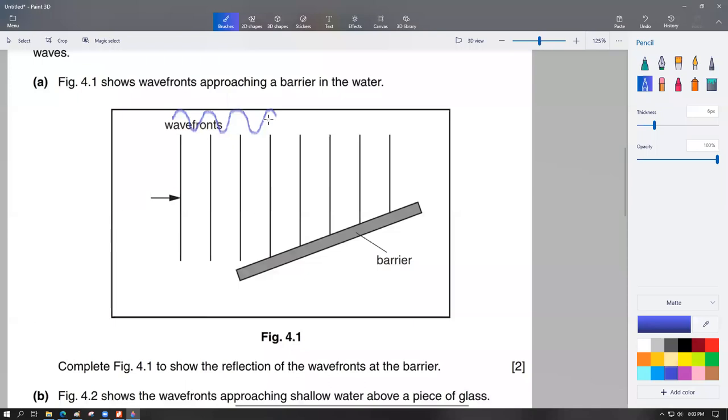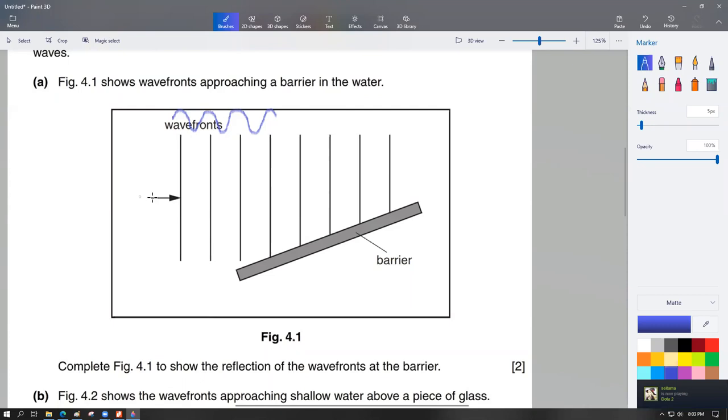Okay. So, the point that I'm trying to make is that there are two different ways to draw this figure. I'm going to cover both of these logics one by one. The first thing that I'm going to show you is by the very basic idea of wavefronts. One of the things that you need to understand: wavefronts are always perpendicular to the energy or wave direction.